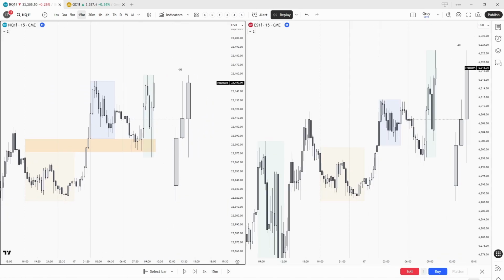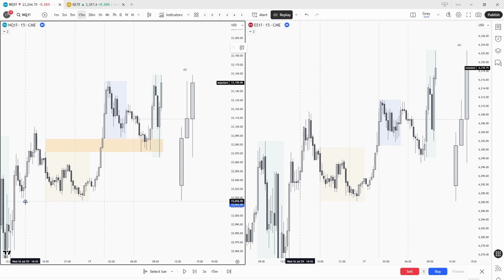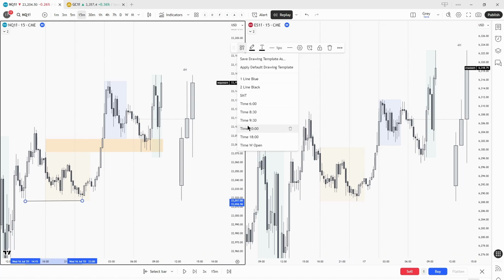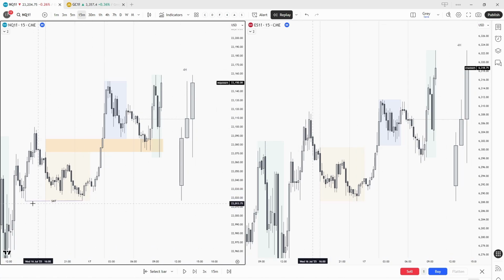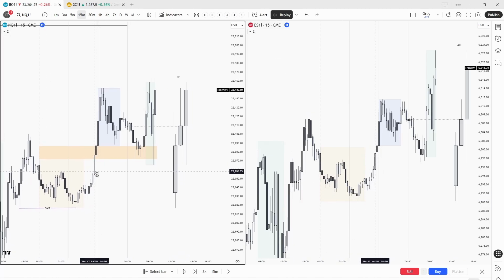Here on the 15-minute chart, you can see we have SMT divergence at the daily low with the NQ. NQ is not taking this low, and the ES is taking that, which is creating that SMT divergence. Reversal inside the 22 candle, then expansion.